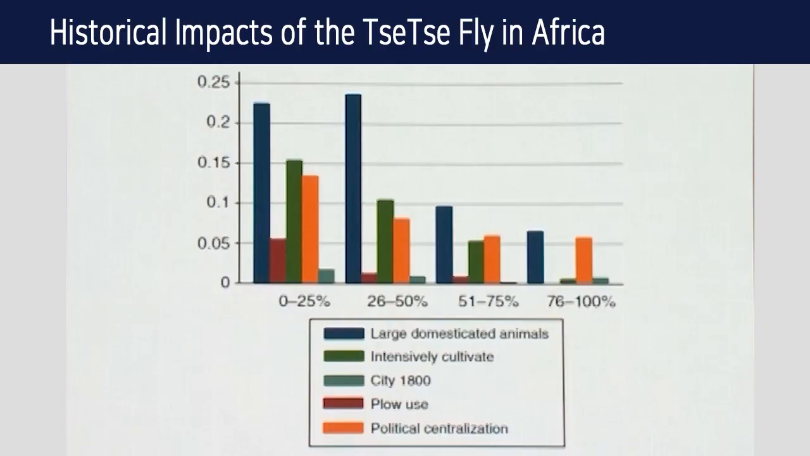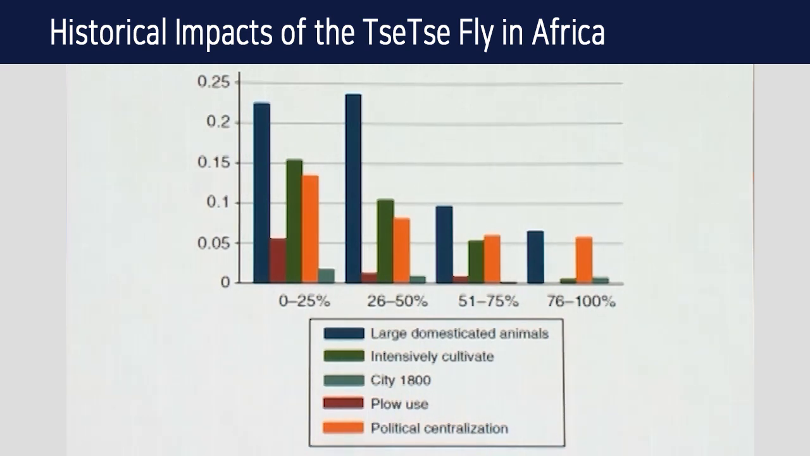So the different categories shown are areas which are the least suitable for the fly, starting on the left, 0 to 25%, all the way to areas or ethnic groups that are the most suitable for the fly or suffer most from trypanosomiasis. So you see all of these characteristics, the domestication of animals, intensive cultivation, plow use, political centralization, these are all pre-colonial, right? All of these characteristics you can see are correlated with the tsetse fly.